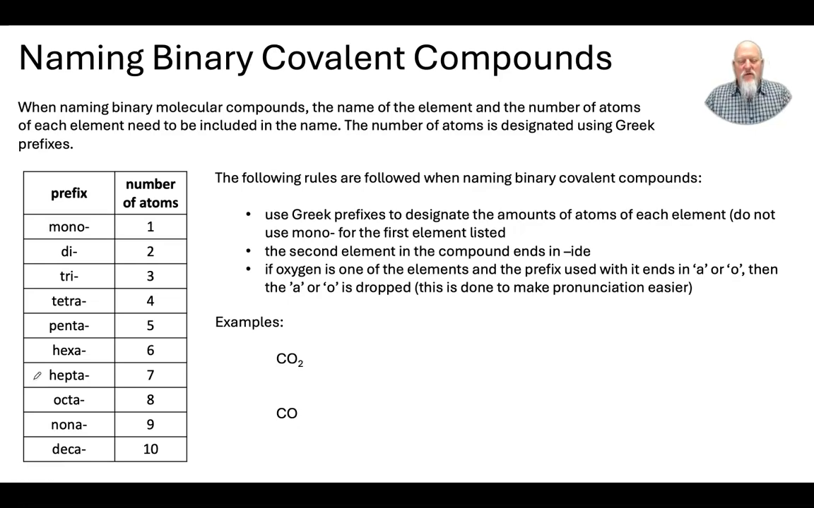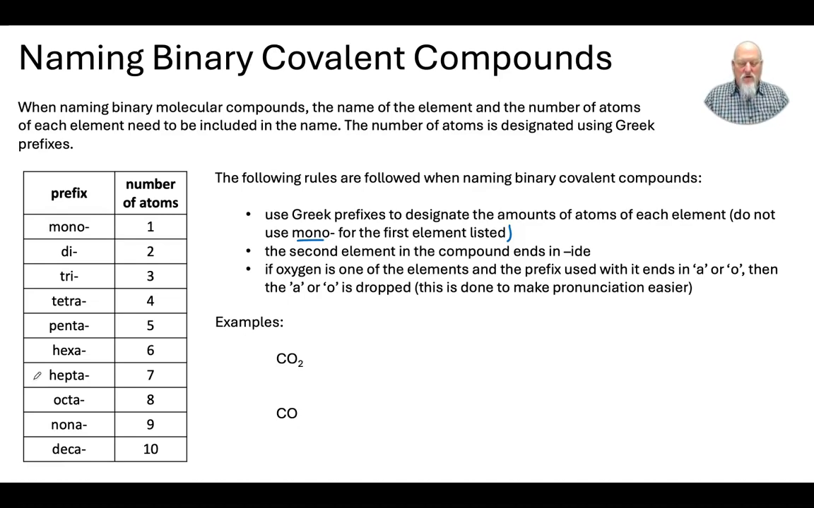So 3 rules. 1, we're going to use Greek prefixes to designate how many of each atom there are, how many atoms of each element there are. And then 2, in that, there should be another parenthesis there. If there's only one of the first element listed, we're not going to put mono on that. Okay, we're only going to use mono for the second element if there's only one of those elements.